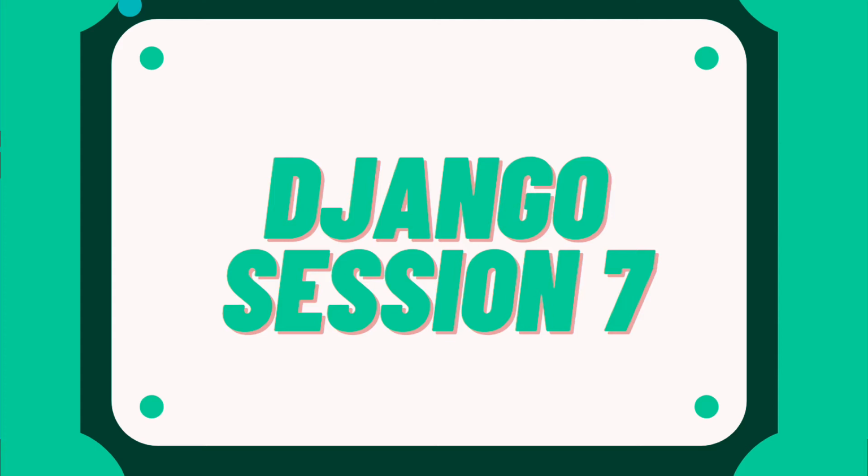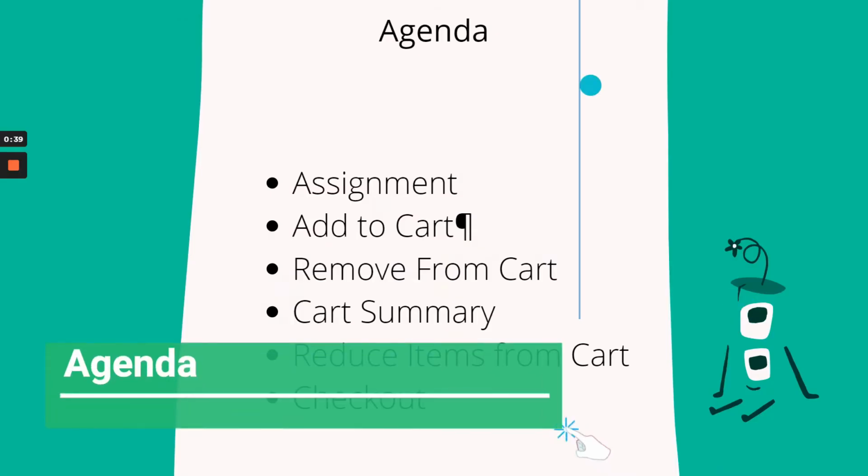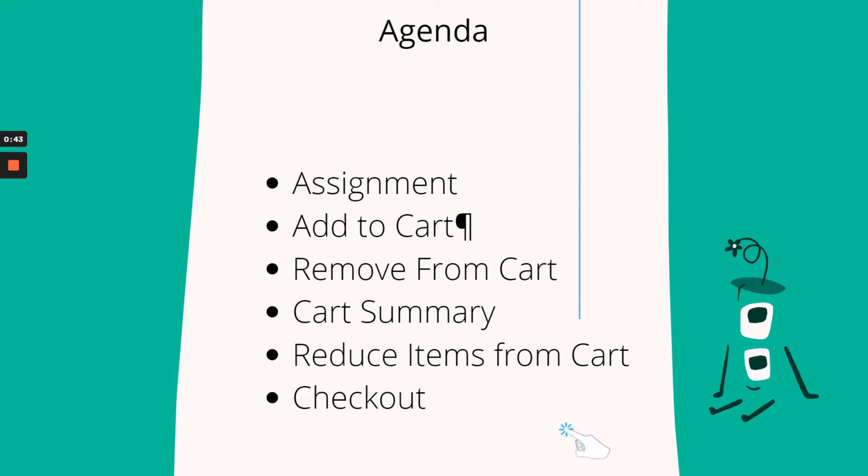We shall begin with Django session part 7, where we'll be looking into these concepts. First thing, we'll solve the assignment that we had discussed in the previous class, and then we'll see how to add to cart. We'll see the feature called remove from the cart, cart summary, reduce item from the cart, and check out the item.